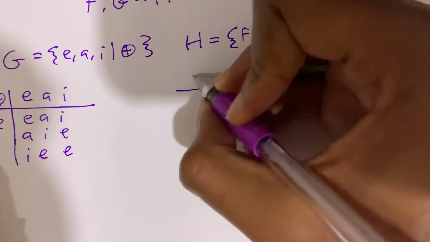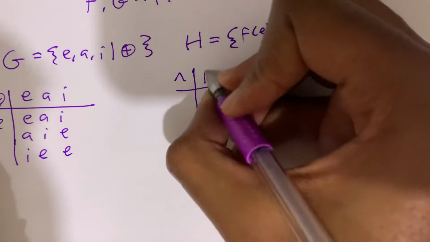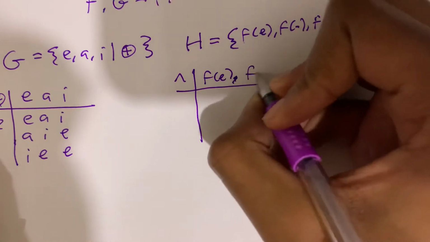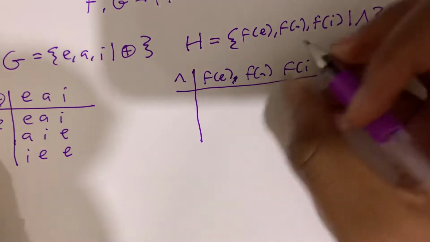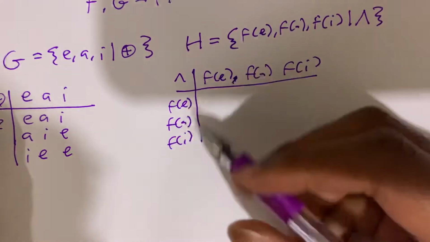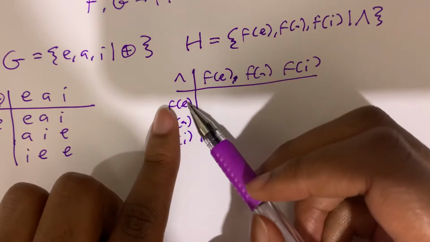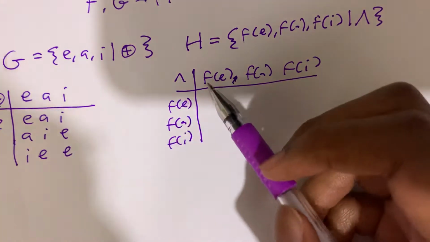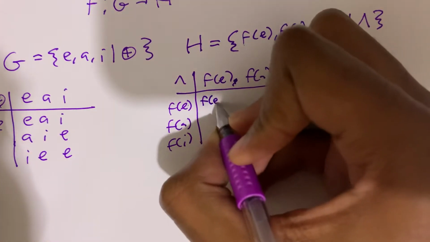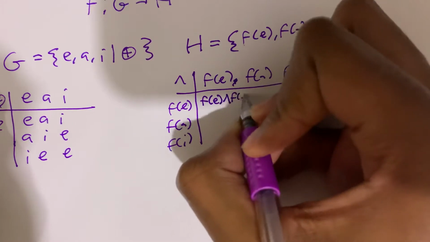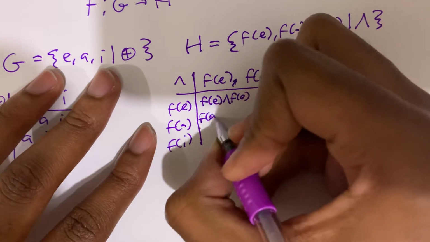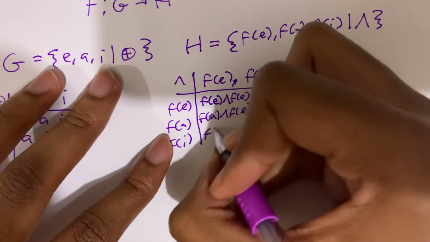Well, I have wedge here. I have f of E. I don't have to put any comma here. f of E, f of A, and f of I. Same thing down here, f of E, f of A, f of I. So now we're going to have here f of E wedge f of E. Okay, f of E wedge f of E. You're going to have f of A wedge f of E, and so on.